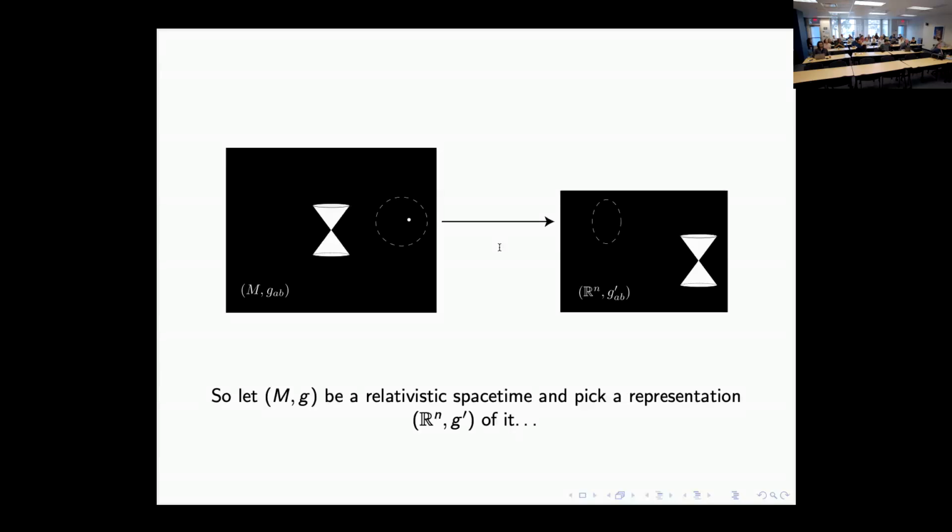Now I'm going to build up from a relativistic spacetime M, G the locally G-structured space that it determines. Now that we have this result, we can define this best bet locally G-structured space for recovering the structures of our spacetime. So let M, G be a relativistic spacetime and pick some arbitrary representation of it. We know some such representation exists. Pick one.